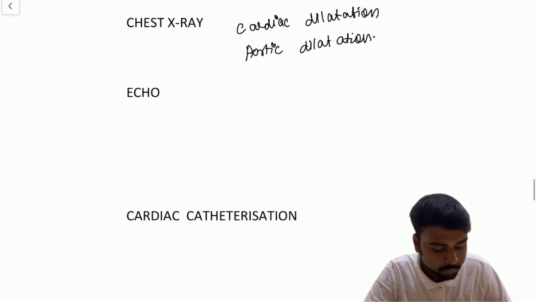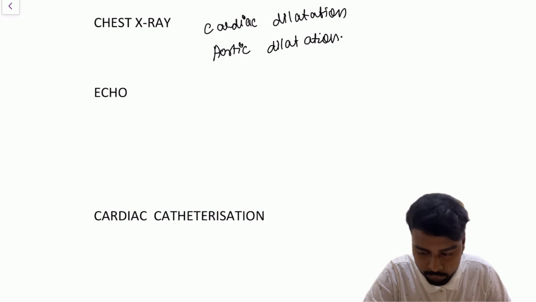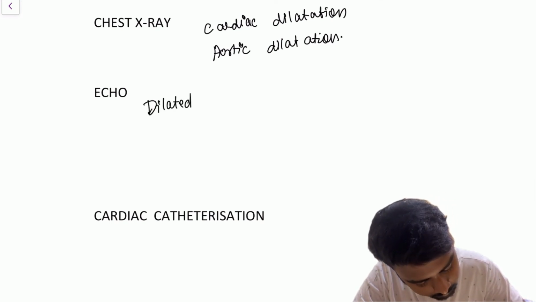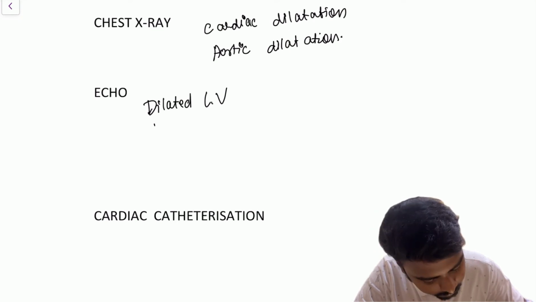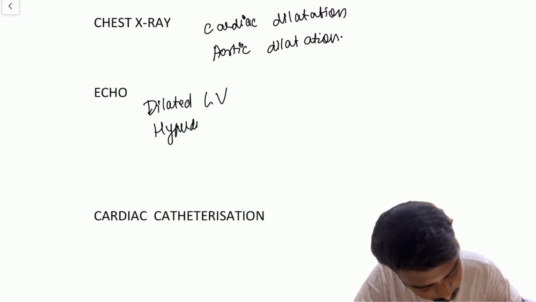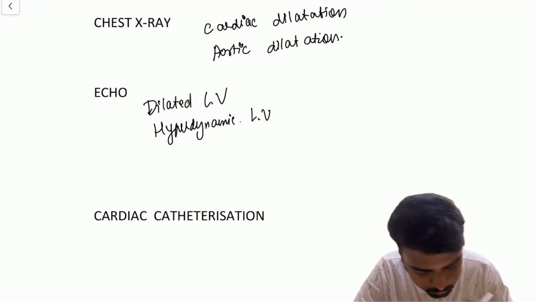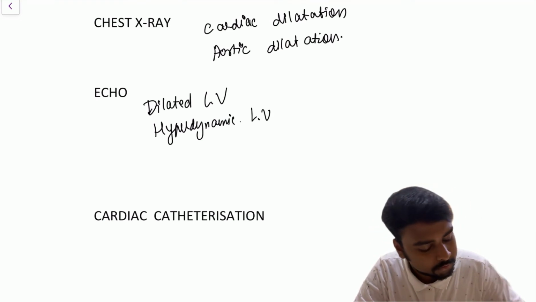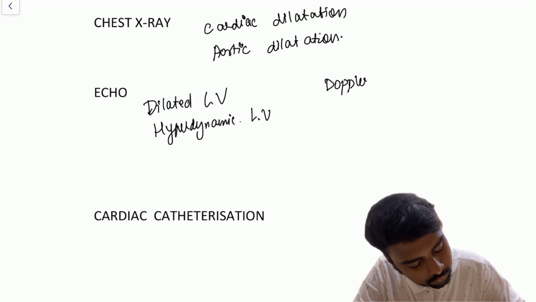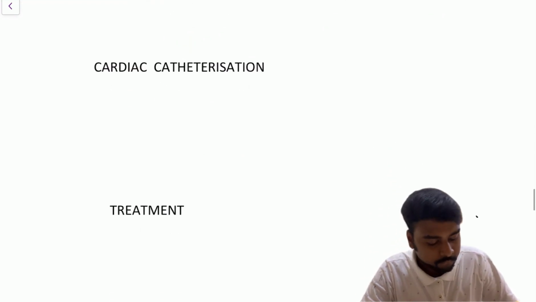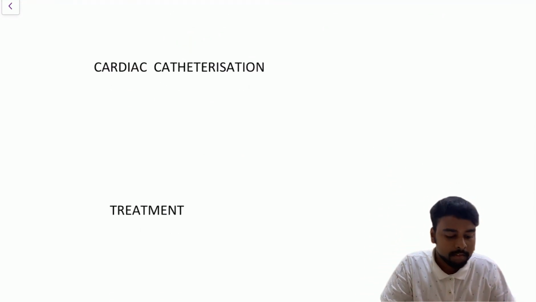Now echo. What all can you see in echo? Dilated left ventricle, hyperdynamic left ventricle, and Doppler detects the regurgitation. And we can also do cardiac catheterization.